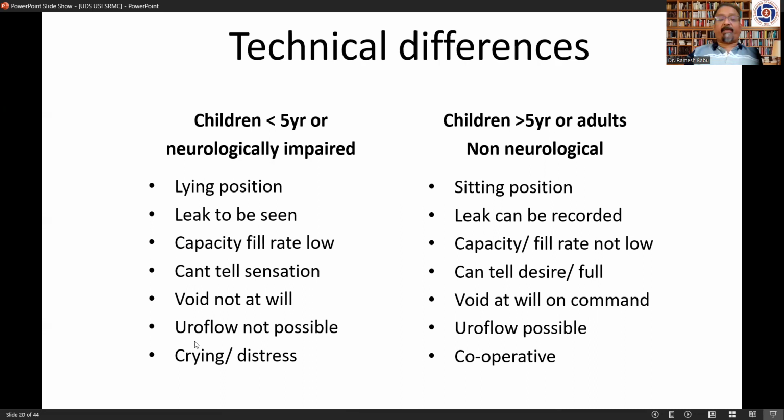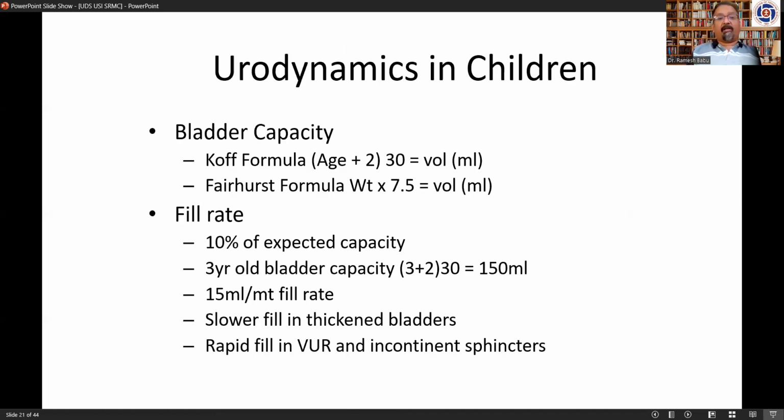And uroflow is typically not possible during the study because of the small caliber of the urethra. Once you remove the urodynamic catheter, you can only get a uroflow, but not a voiding phase of a urodynamic study. Crying and distress can be some of the factors. So you have to be absolutely sure that the subtraction is very good before you start, and the rectal line is very important. So urodynamics in children has certain important things to be aware of.